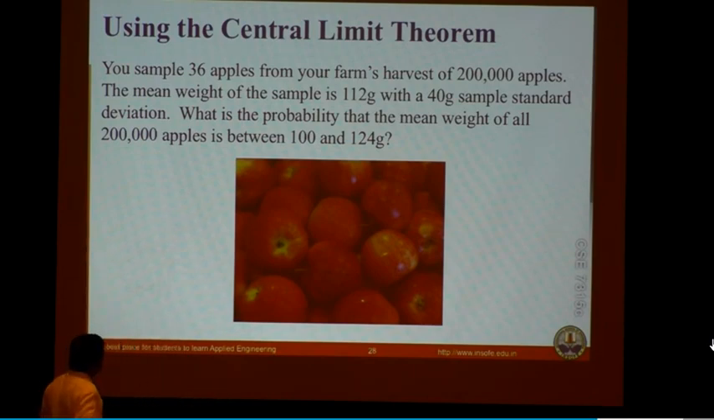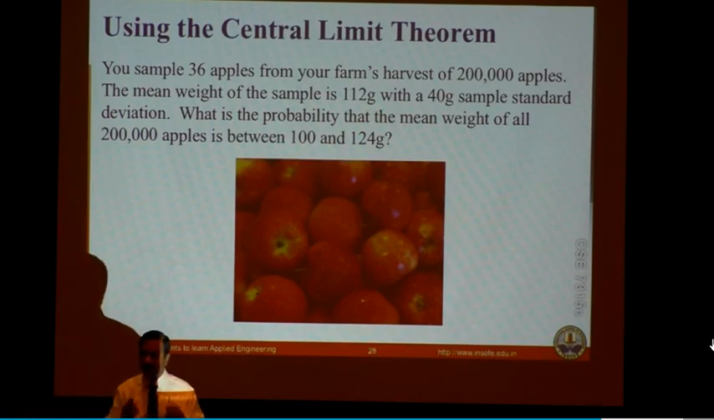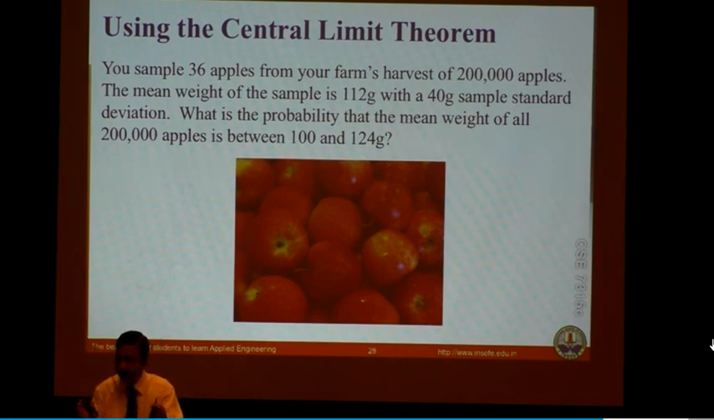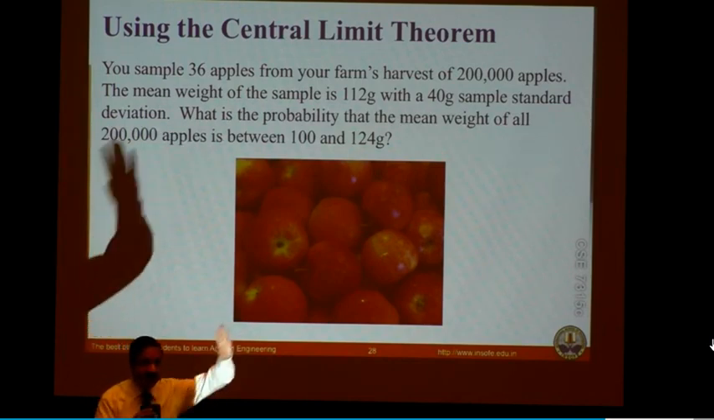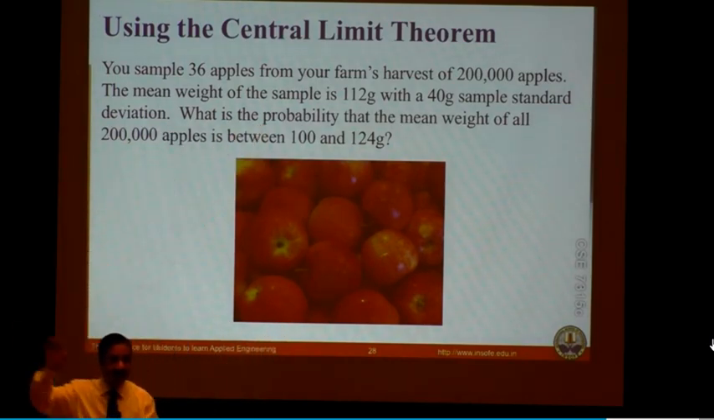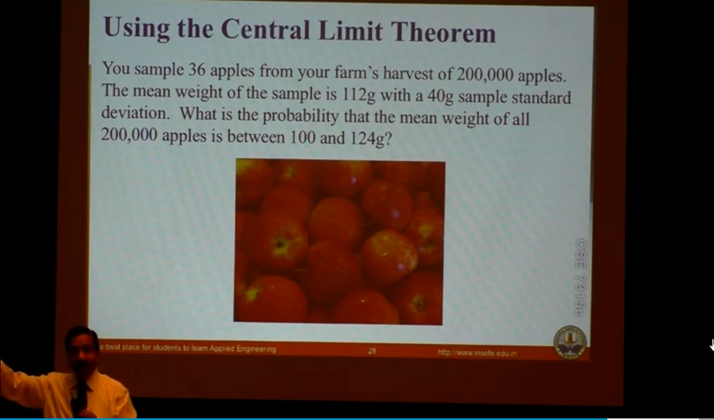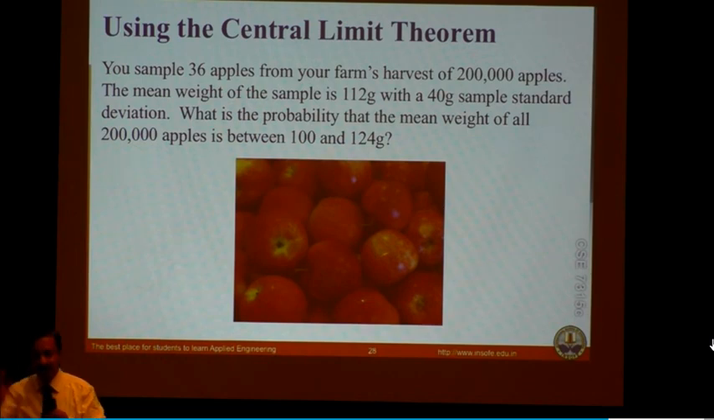Now, those 36 samples I can weigh. I weighed them and got a mean of 112 grams and a standard deviation of 40 grams for these 36 samples. This standard deviation is neither the standard deviation of the population nor the standard deviation of the sampling distribution of means. It is the standard deviation of these 36 samples.